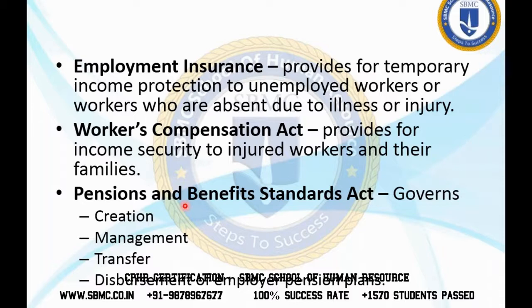What this says is that it provides temporary income protection to unemployed workers and to workers who are absent due to illness or injury. That is Employment Insurance. Workers' compensation provides income security for injured workers and their families. These are the differences between the two. The Pension Benefit Standards Act governs the creation, management, transfer, and disbursement of the employer pension plan. That is given by the Pension Benefit Standards Act.